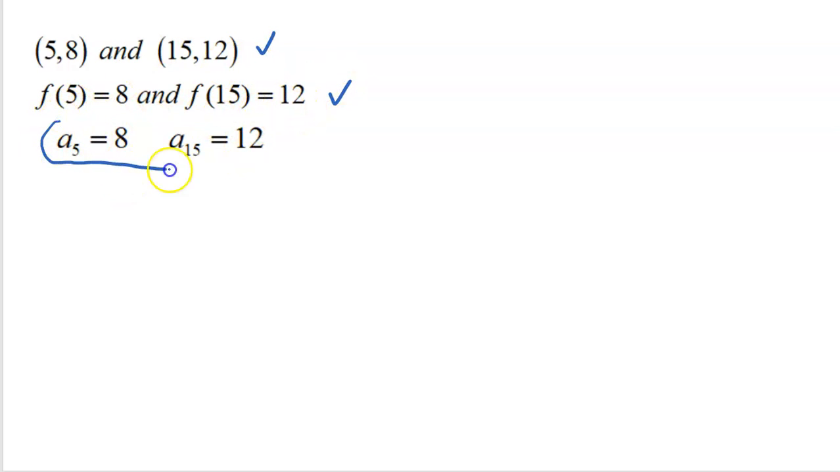And this is writing them as a sequence, right? I'm just trying to get you guys to realize it's just a different way of writing a function. The 5th term is 8. The 15th term is 12. Okay, input 5, output 8, input 15, output 12.